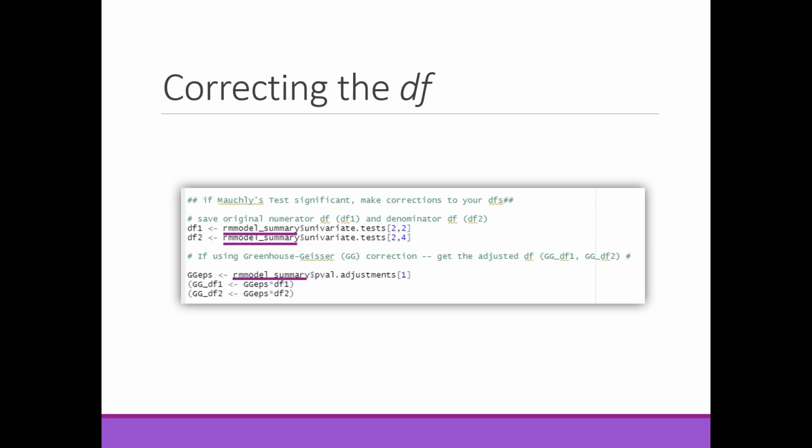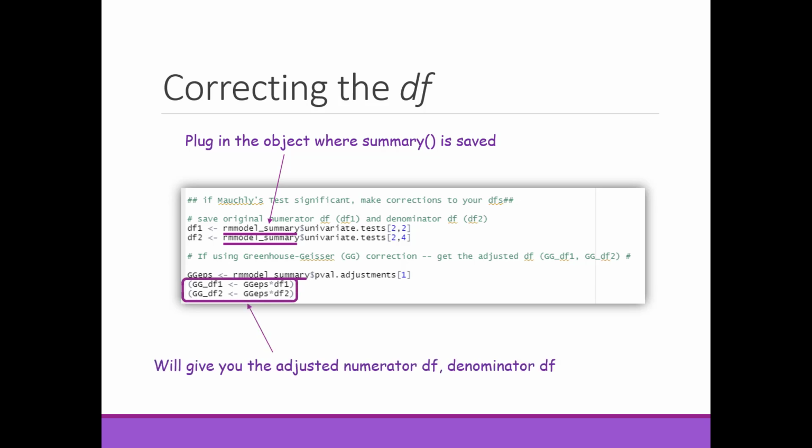And here is the part of the code that you want to rename as needed based on what you called the object where your summary for your ANOVA analysis was saved. And then this last part of the code will give you the adjusted numerator and denominator degrees of freedom. And so we ran it and it looked like this.